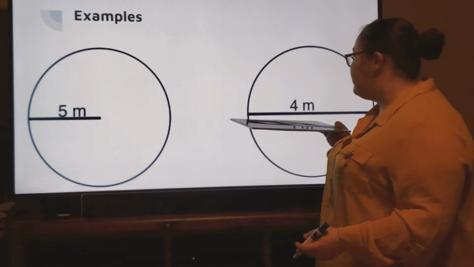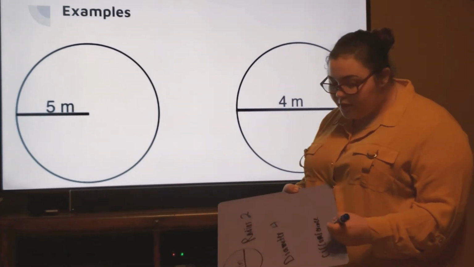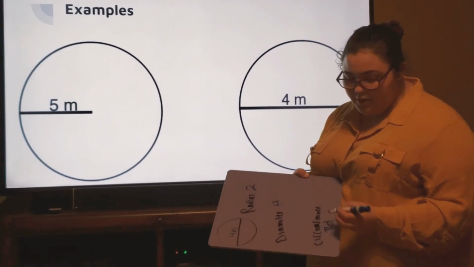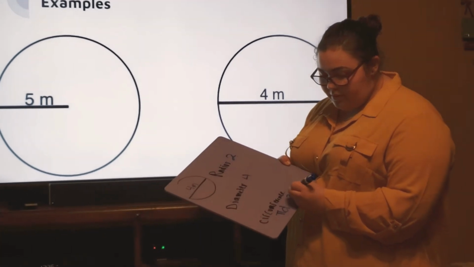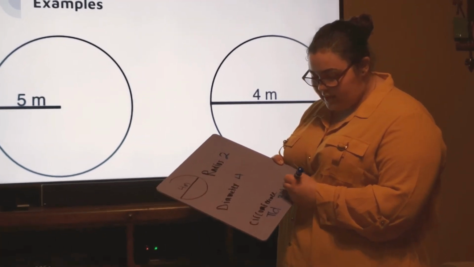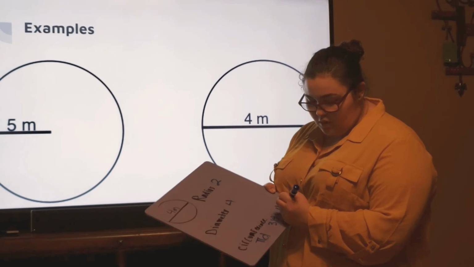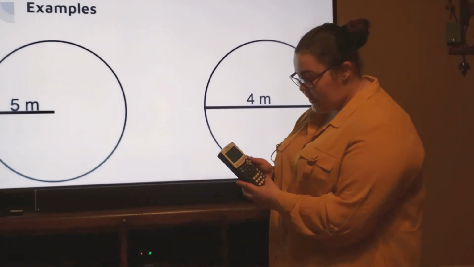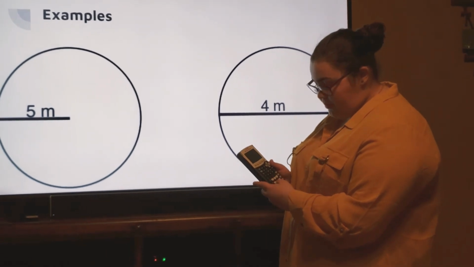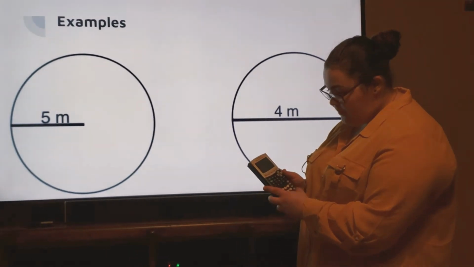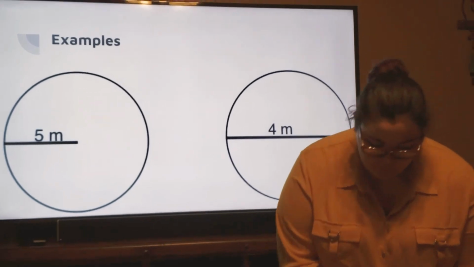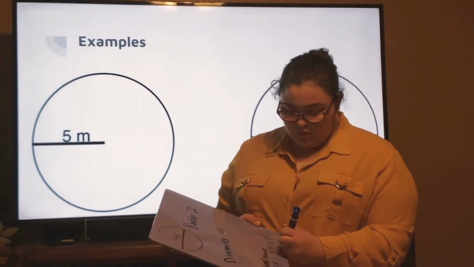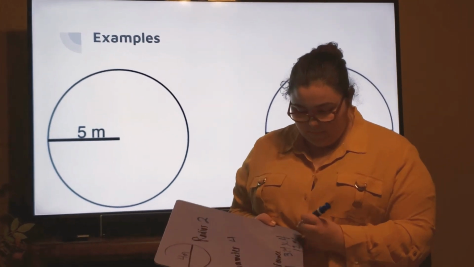Circumference, so we have our diameter, so I want to use the diameter formula, so that was just pi times the diameter. So 3.14 times 4. And when you type that into a calculator, 3.14 times 4, that brings up 12.56. So our circumference is 12.56 meters.